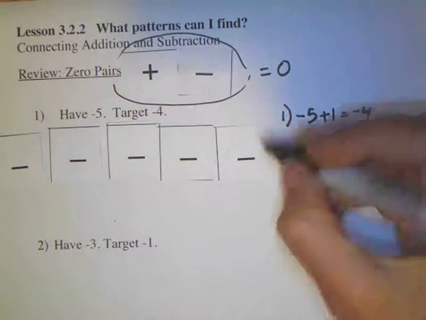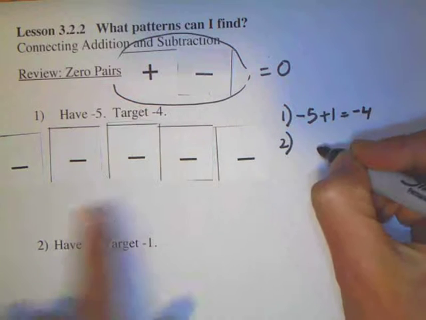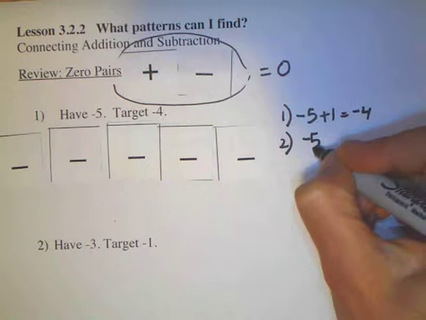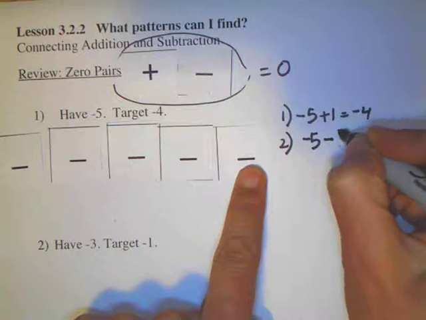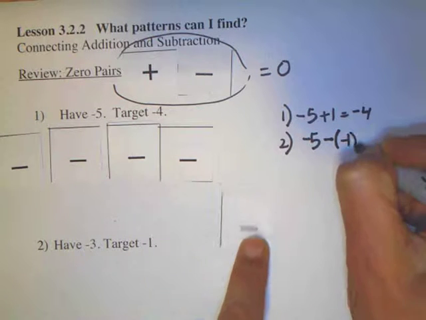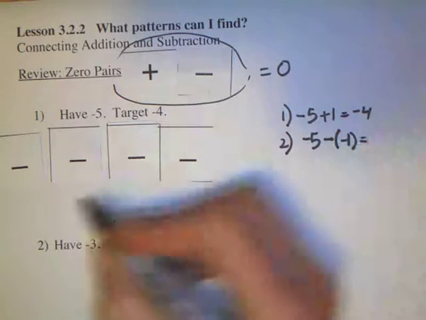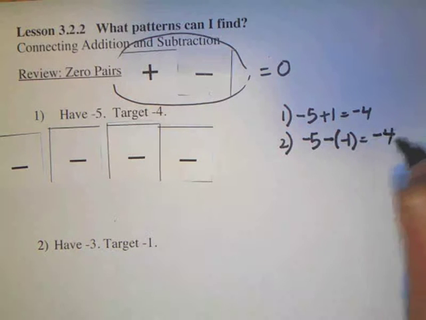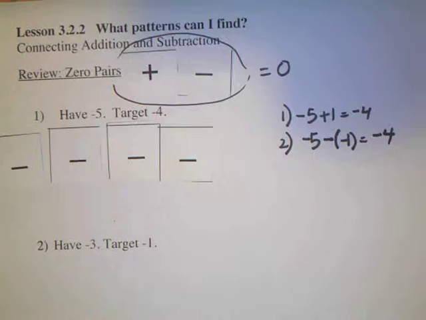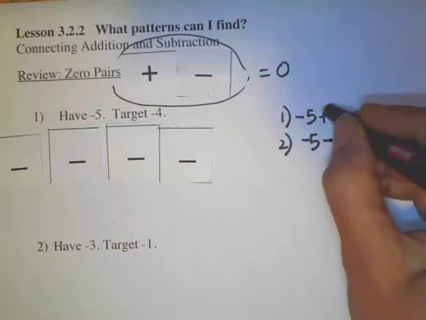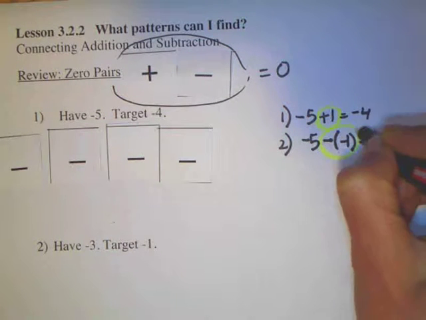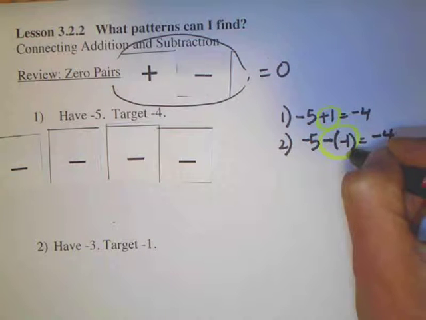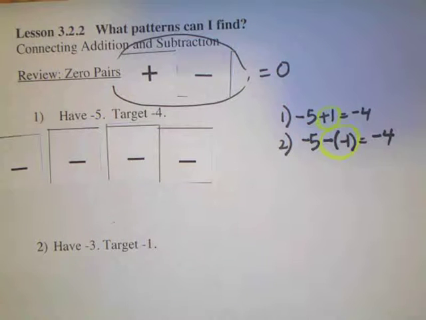Another way to get it is that I have my -5, and I can take away, that's subtract, I can take away a -1, and that's also going to leave me with my target number, -4. So what we want you to notice is that adding 1 is the same as taking away a negative. When you're taking away a negative, you're becoming more positive. So it's the same as adding 1.